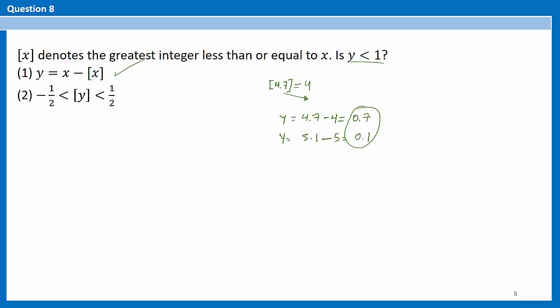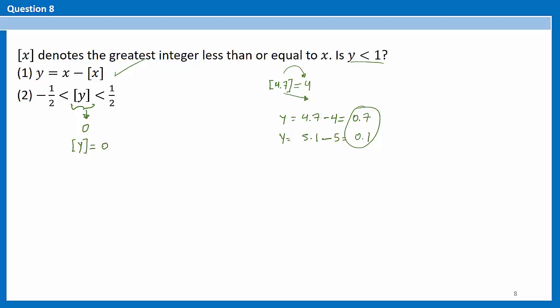Statement 2 says that operator y is between -1/2 and 1/2. Now keep in mind that the result of the operator is an integer. What's inside the operator can be a decimal, but the result is going to be an integer. If the result is between -1/2 and 1/2 and it has to be an integer, it must be 0. So what it's telling us is that operator y must be 0.